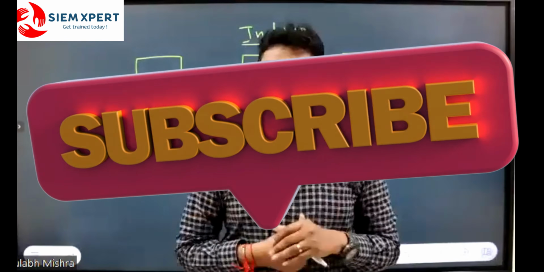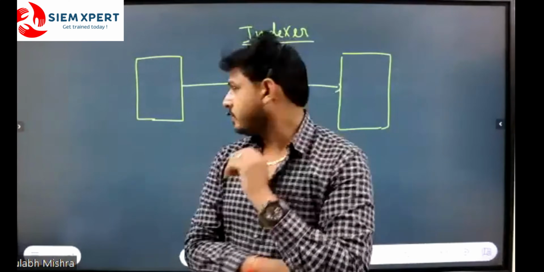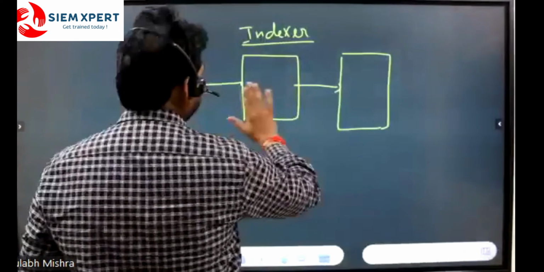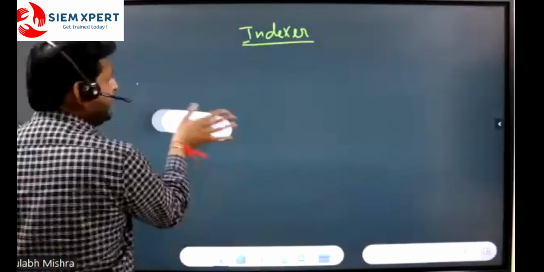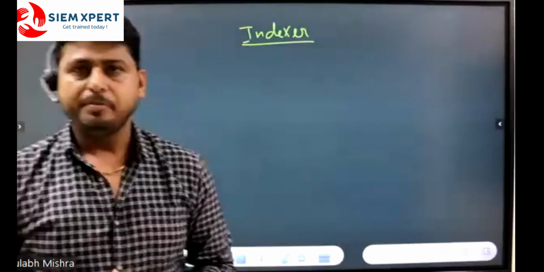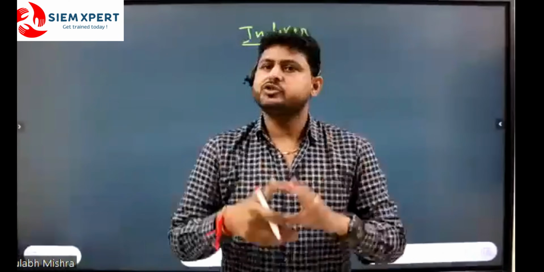So where does the indexer store the logs? In the indexer, let me draw it here. Once the logs come into the indexer, it will have a storage, right? Indexers have multiple storage groups.